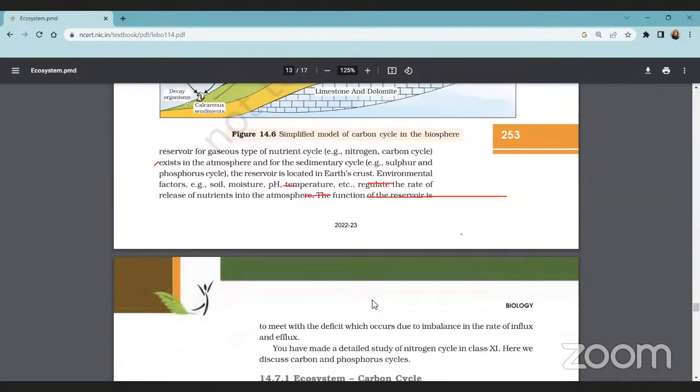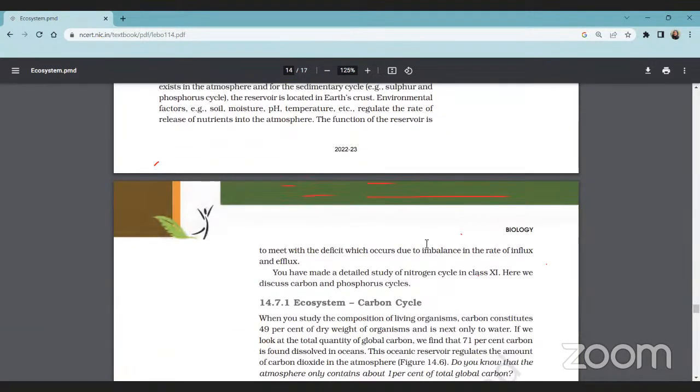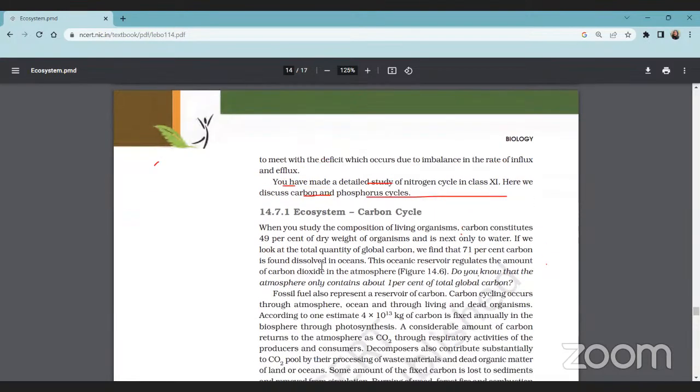The function of the reservoir is to meet the deficit which occurs due to the imbalance in the rate of influx and efflux. Influx means accumulating, gathering, and efflux means sending out. Here, about the ecosystem, the carbon cycle.